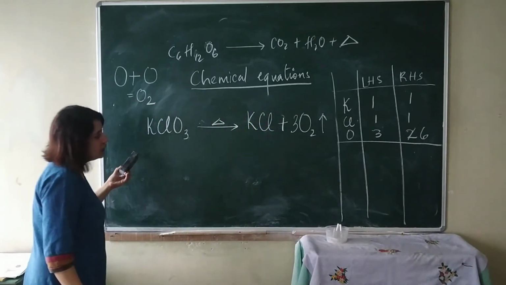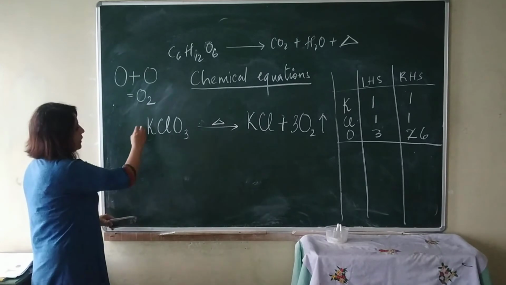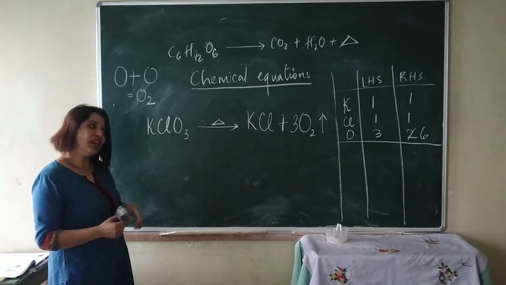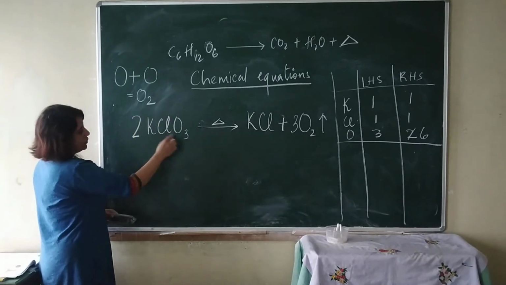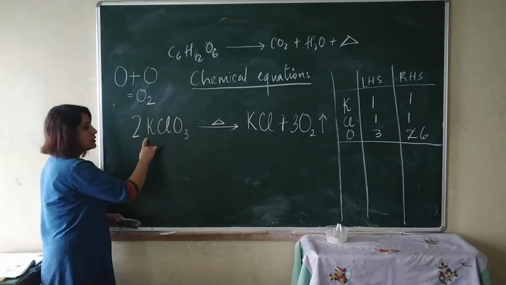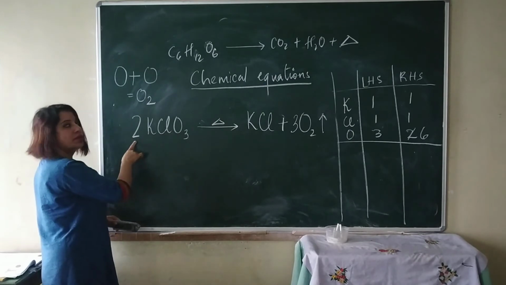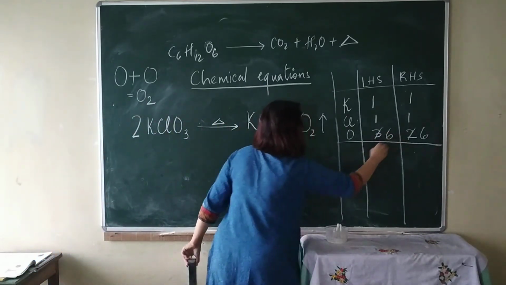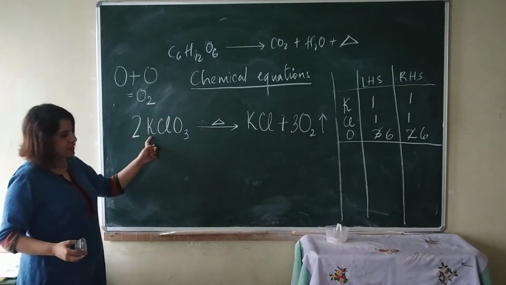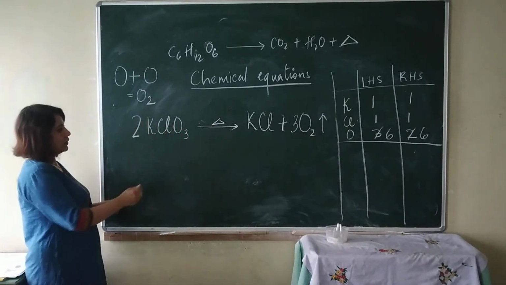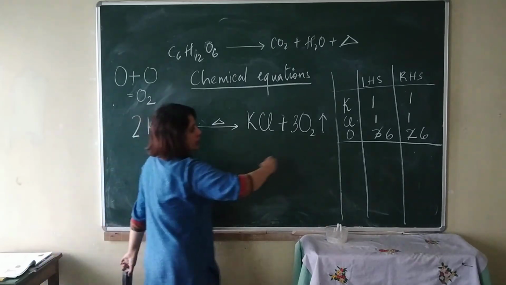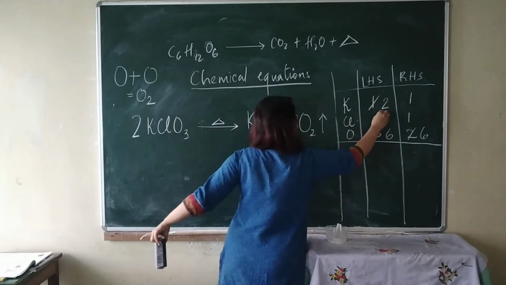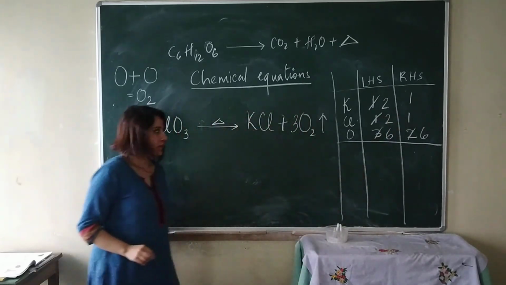So I'll go to the left hand side. Now I have to put 6. So 3, how much are 6? 2. So I can't put 2 here because this whole thing is a compound. So I have to put it in the front. 3 2s are 6. But see, there is K, there is Cl. So K becomes 1 2s are 2. Cl also becomes 1 2s are 2.